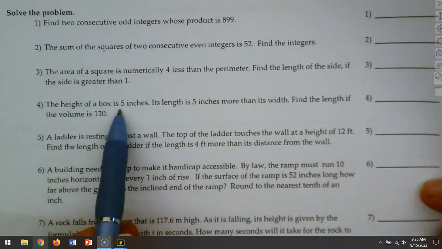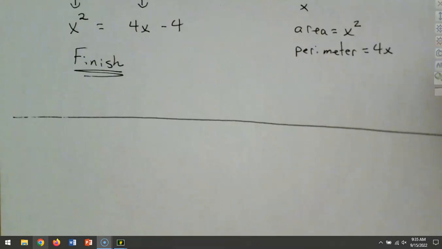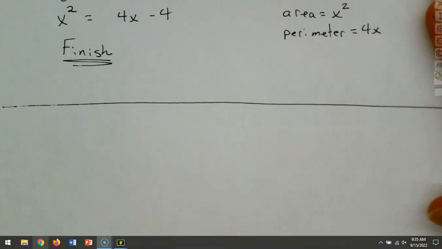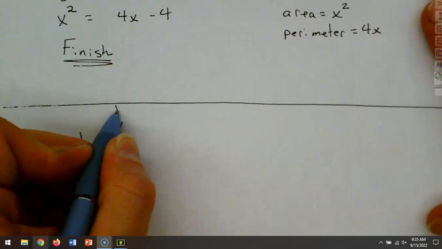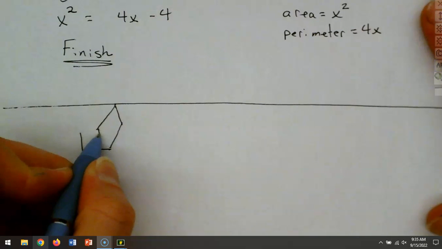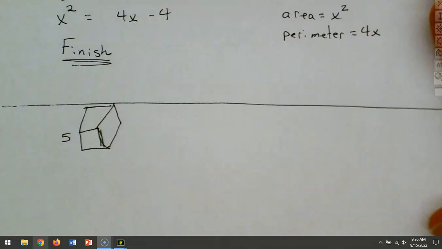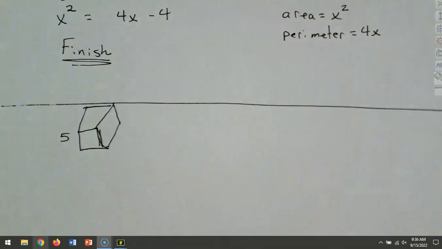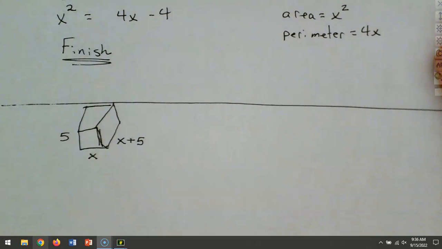Height of a box is 5. Length is 5 more than its width. So we're going to draw our box here, and we'll set this up. We know the height is 5. What else do we know? We know its length is 5 more than its width. So this is going to be x for our width. Length is going to be x plus 5.